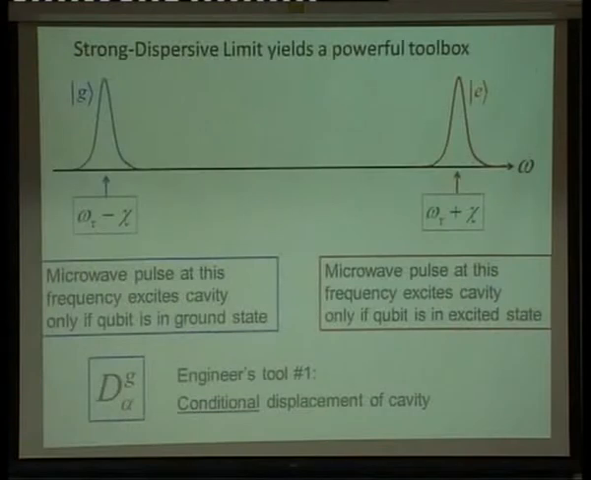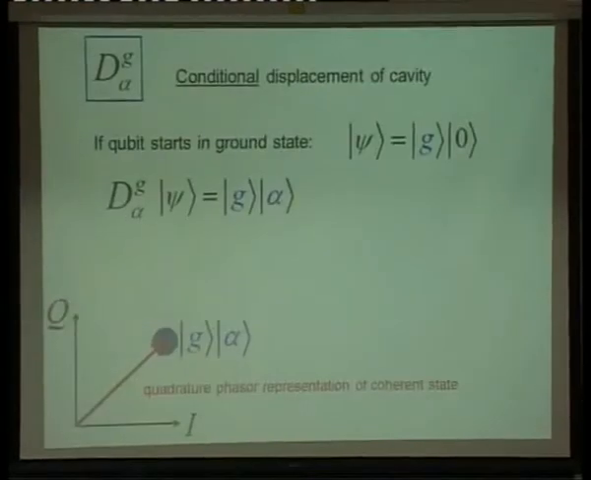So what can you do with that? Well, if I were to send a microwave pulse at this frequency, it would excite the cavity into oscillation mode and fill it with photons if and only if the qubit is in the ground state. If I send a microwave pulse at this frequency, it will excite the cavity only if the qubit is in the excited state. So that gives us our first tool, conditional displacement of the cavity oscillator, setting it into motion, conditioned on whether the qubit is in the ground state or the excited state. So that allows us to entangle the cavity and the qubit.